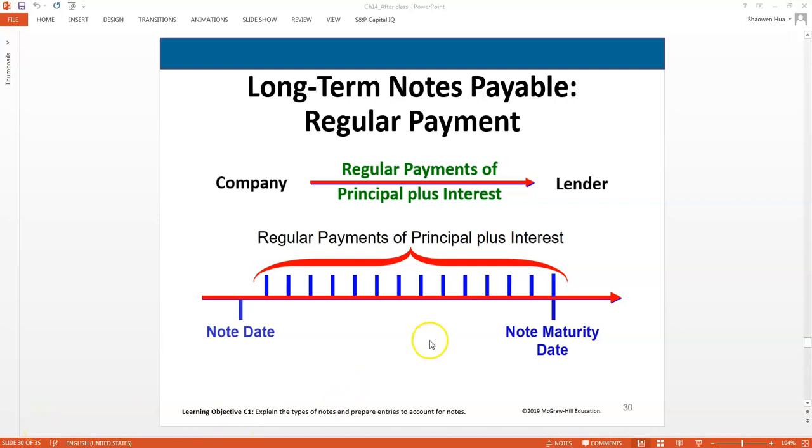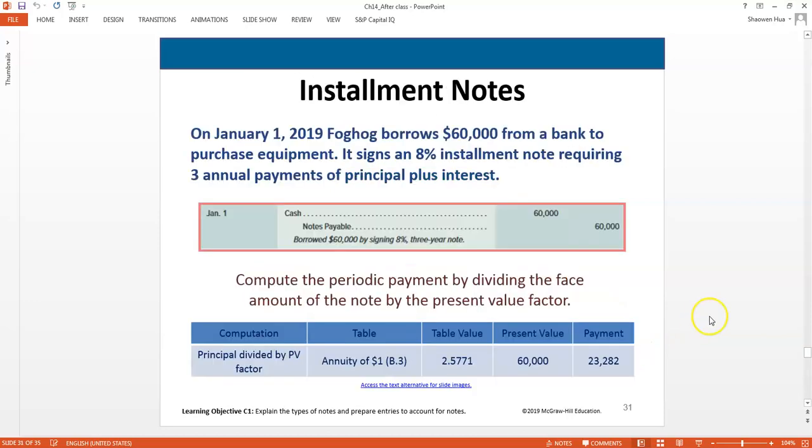Instead of paying principal and interest, the entire amount, at the end of the note, I can spread the total principal plus interest equally throughout the period. So how do we calculate the installment payments every year? Let's see the example of the textbook.